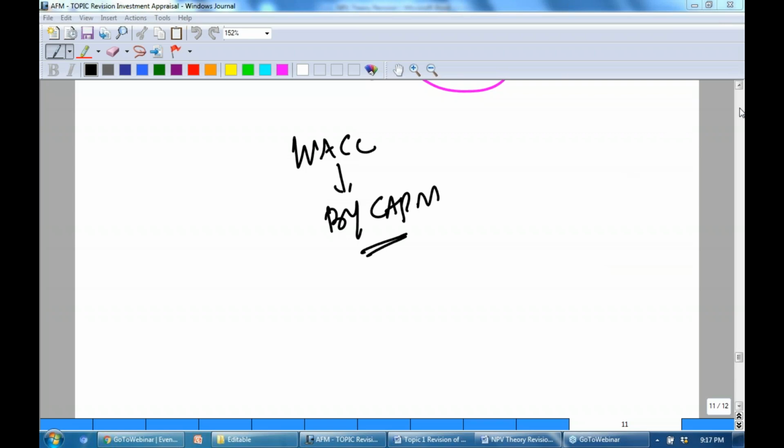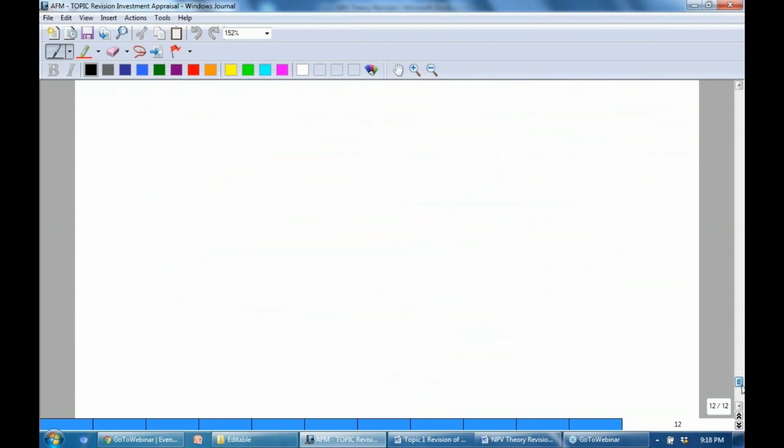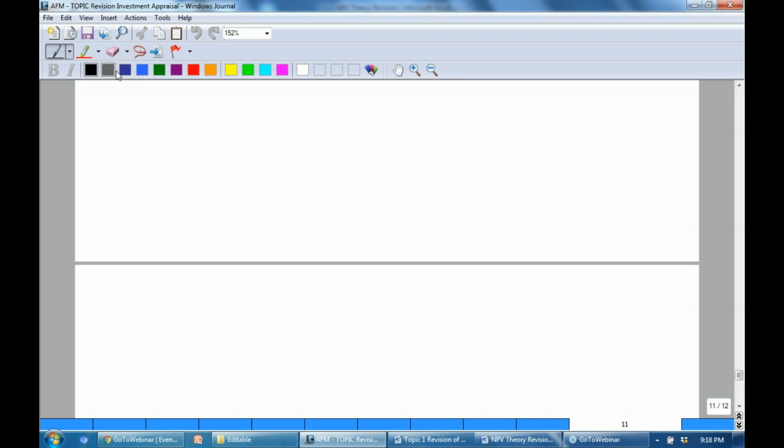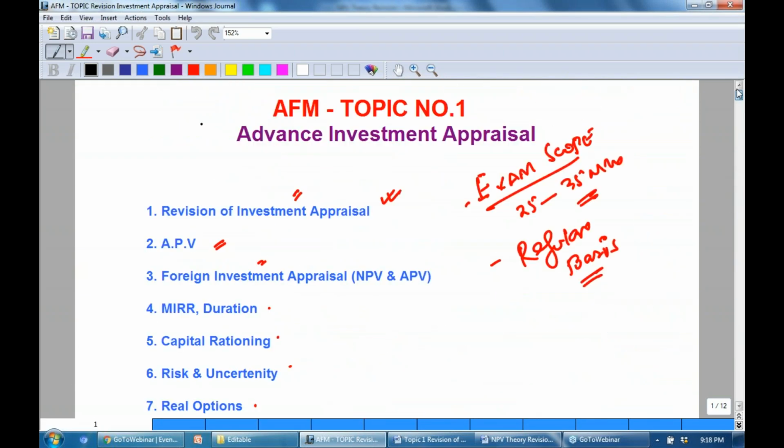Now candidates, first of all, a very quick aspect of whatever we have done till last. We have done our first topic of the AFM, that's the advanced investment appraisal. And for the sake of the advanced investment appraisal, we need to review the investment appraisal topic.